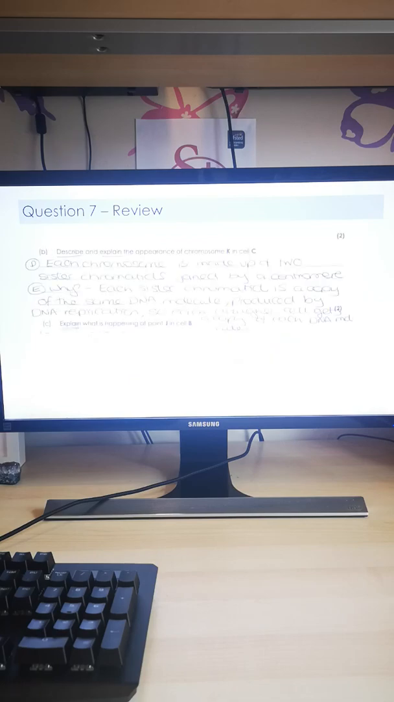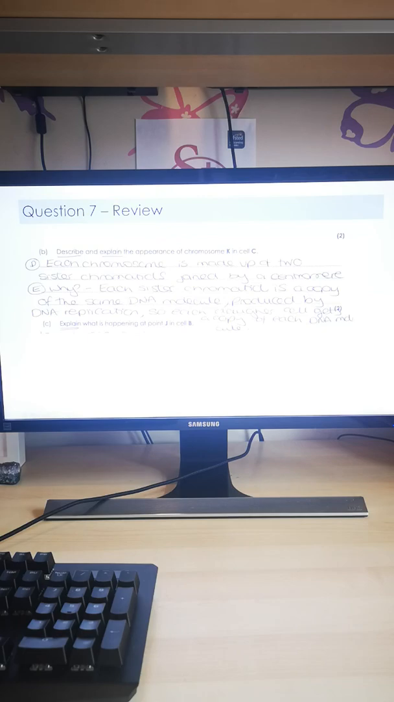Okay, describe and explain the appearance of chromosome K in cell C. So describe. Each chromosome is made up of 2 sister chromatids joined by a centromere. So that's the description. Tick. Why? So I've got to explain why. Well, each sister chromatid is a copy of the same DNA molecule produced during DNA replication, so that each daughter cell gets a copy of each DNA molecule. So that's why it appears that way. So my second tick is for the why, explaining why it appears that way.